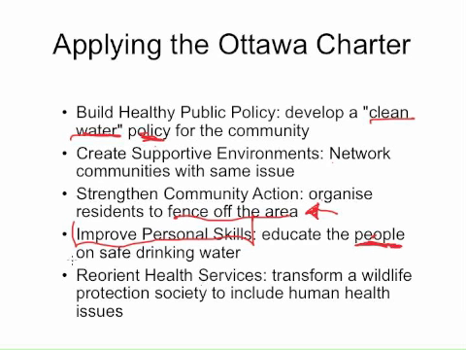And then the fifth element of health promotion is to reorient health services. So we might, for example, the epidemiologists might say that part of the source of contamination of the drinking water is fecal contamination from wildlife. And so we know that health workers don't generally work in monitoring wildlife, but there's a whole other government section that actually attends to management of wildlife.